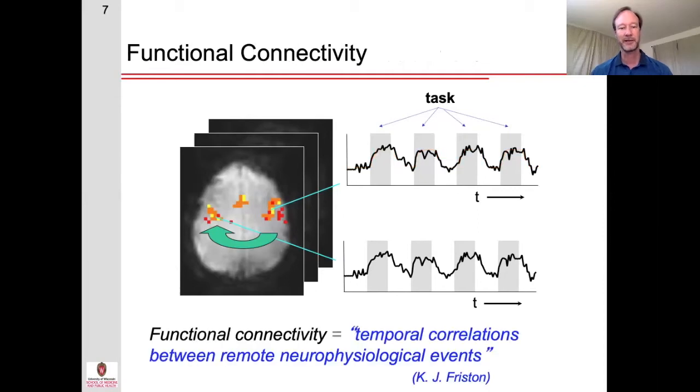For functional connectivity, Karl Friston, earlier in fMRI, defined functional connectivity as the temporal correlation between remote neurophysiological events. That is, if we see the signal in two parts of the brain go up and down together, we call them functionally connected. Think of it as a functional co-activation. That's really what we mean by functional connectivity.